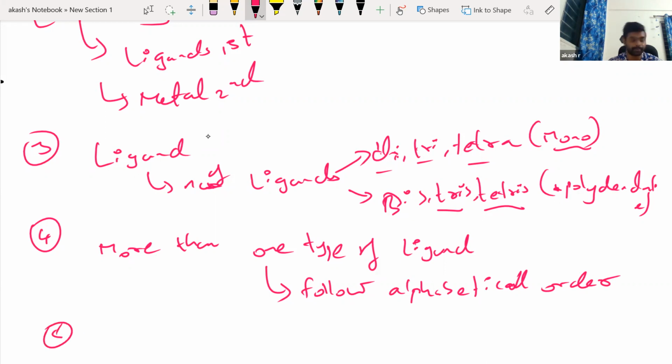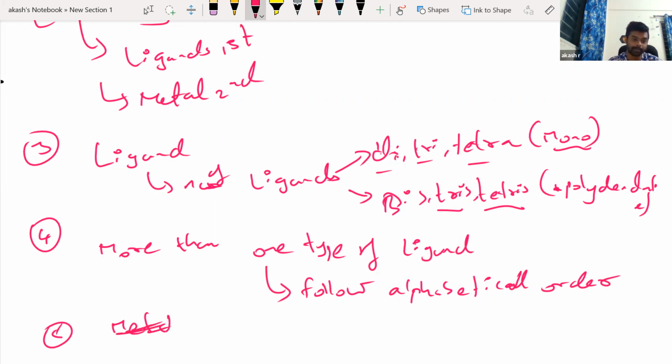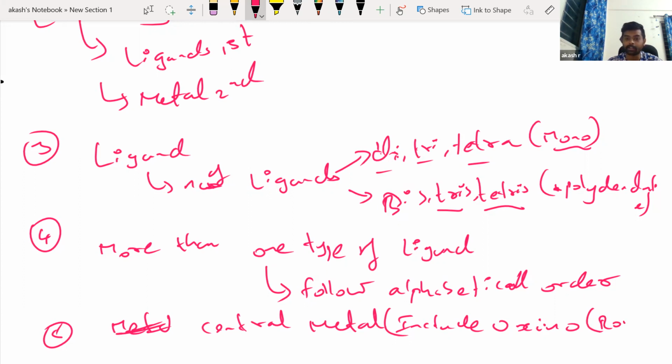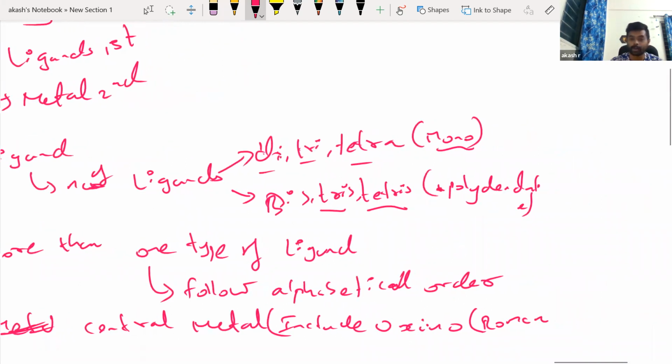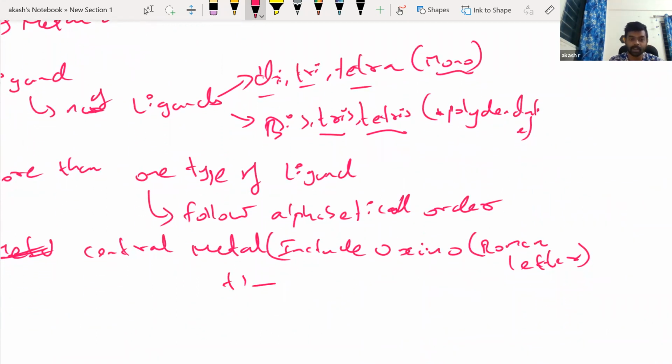Now the last point is about the central metal atom. When you talk about the central metal, you have to include the oxidation number in Roman numerals. For example, if the oxidation number is +1, then you'll write I like this. If the oxidation number is +2, then you'll write II like this. That is how you mention the oxidation number.